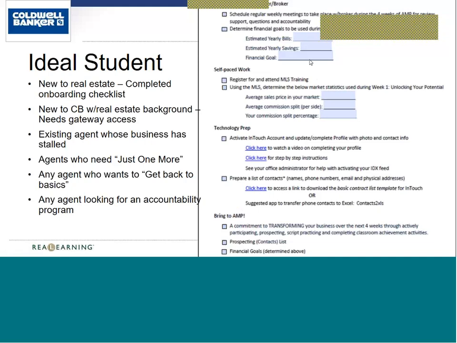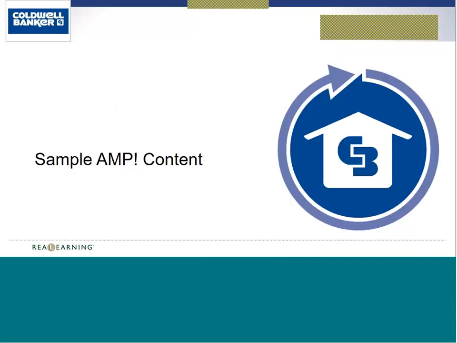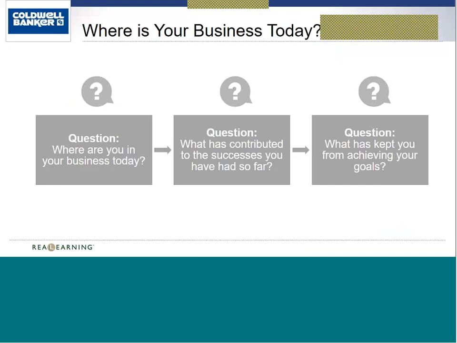Then in the next section, we're asking them for their average sales price in their market. It's going to be different for everyone. Their average commission split and the commission split percentage. Those pieces of information are going to be essential when we do their goals in week 1. So I'm going to show you some sample content right now. This is from week 1 to kind of give you an idea of what we will be covering.